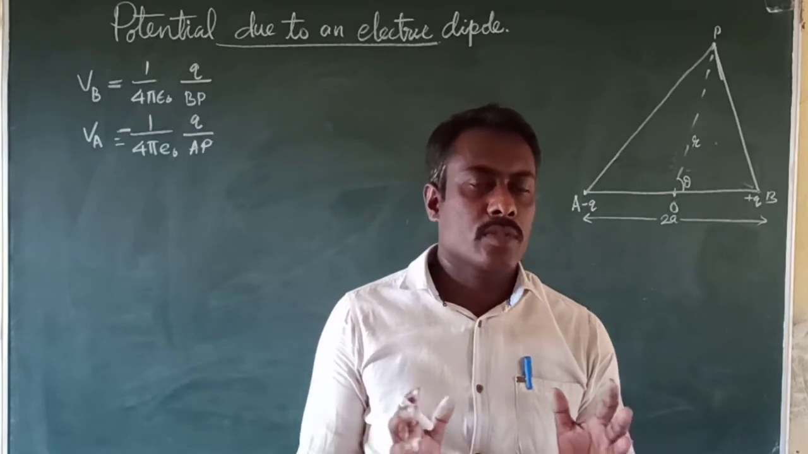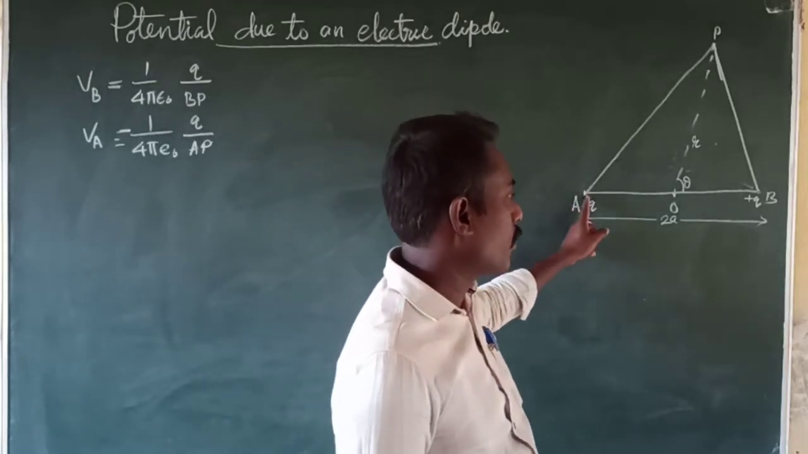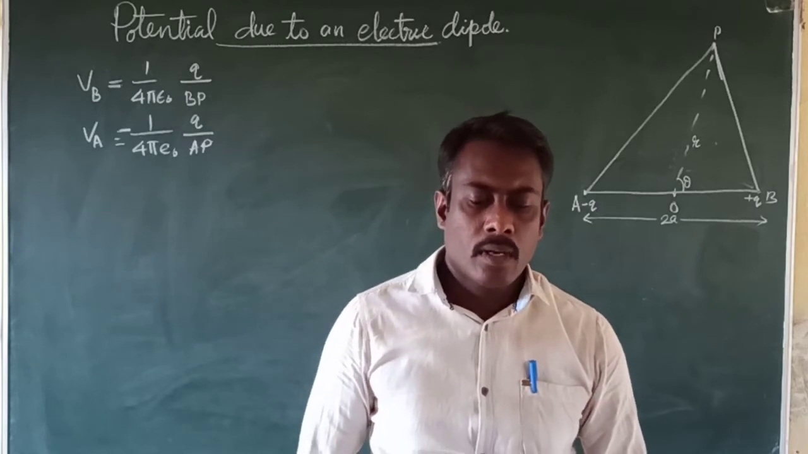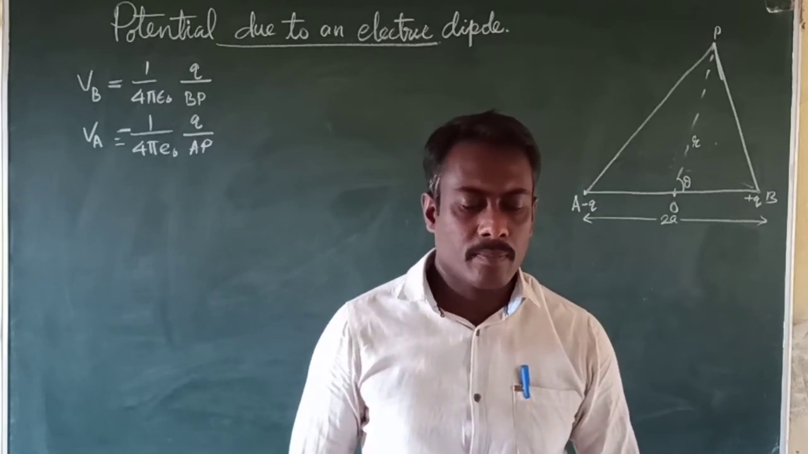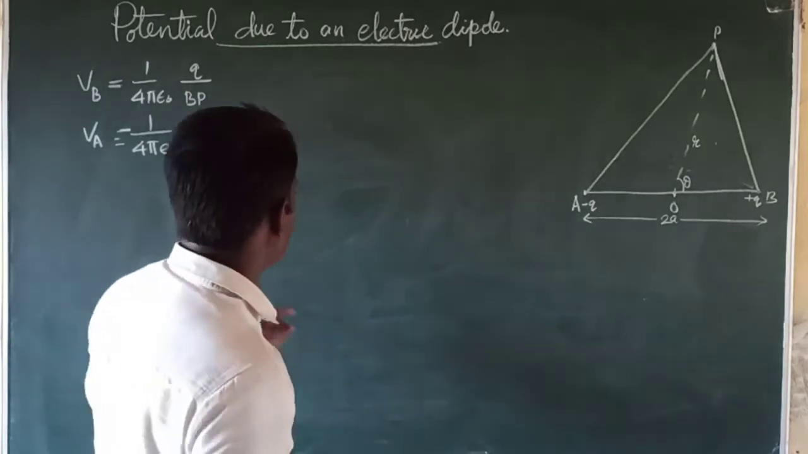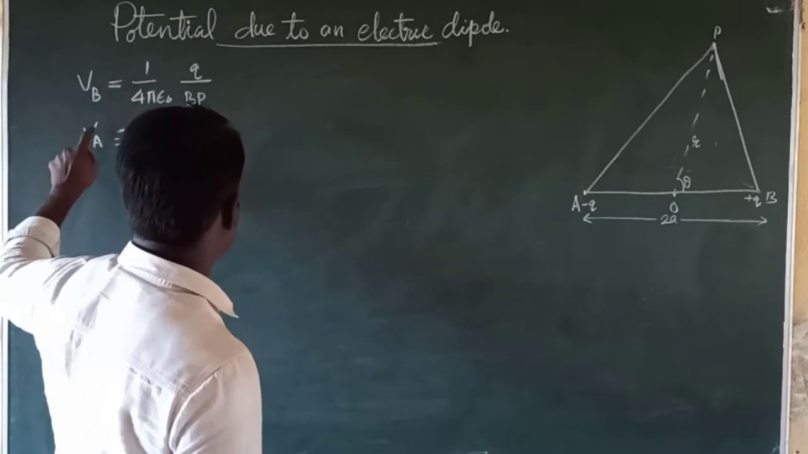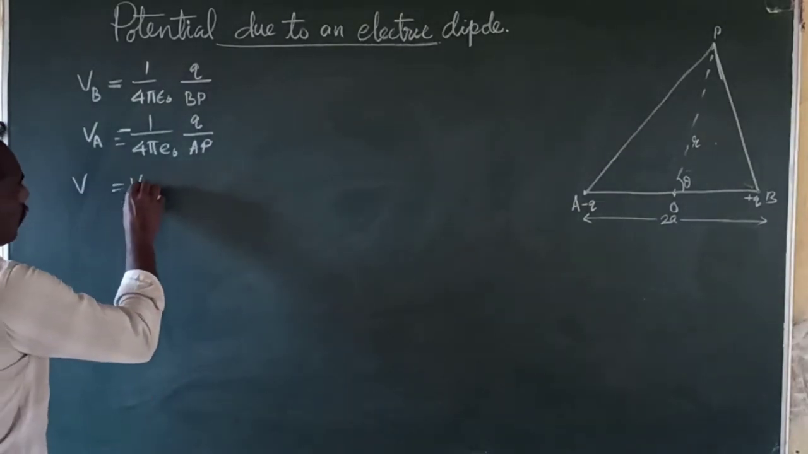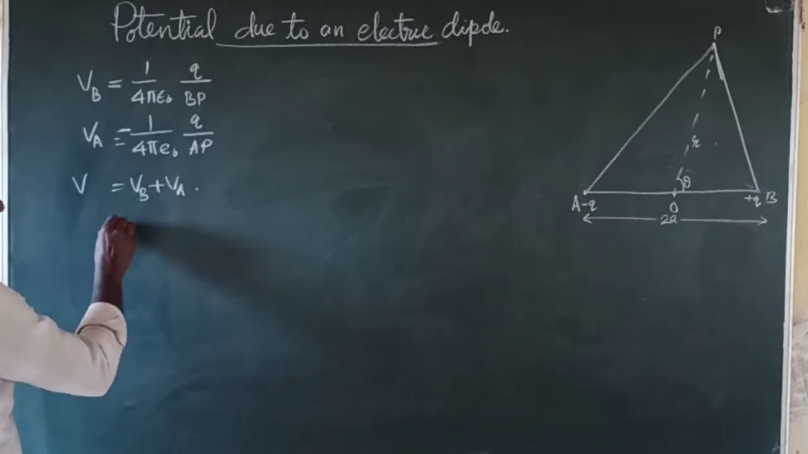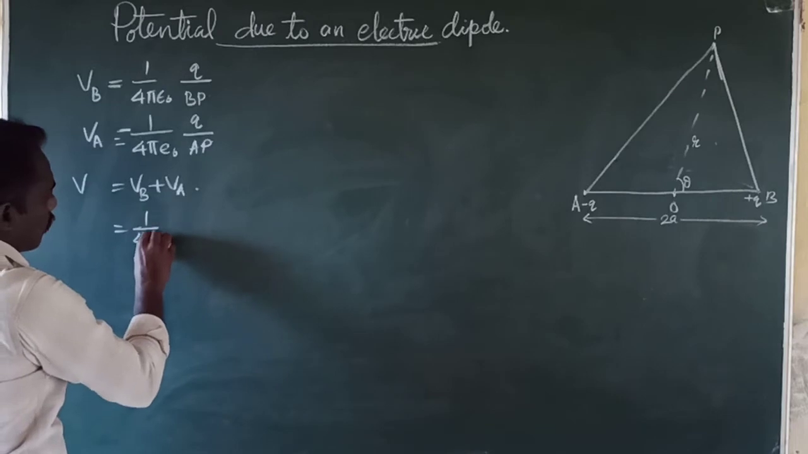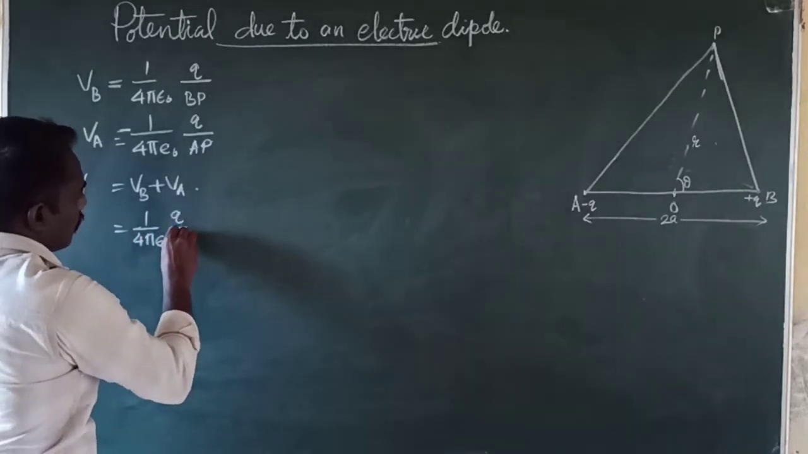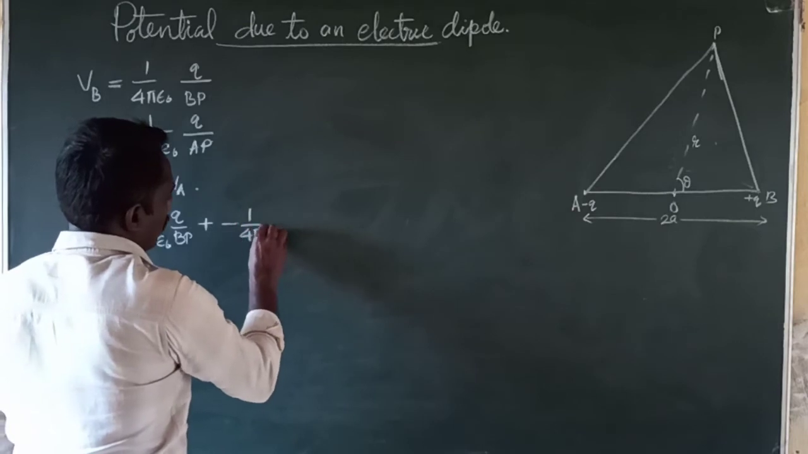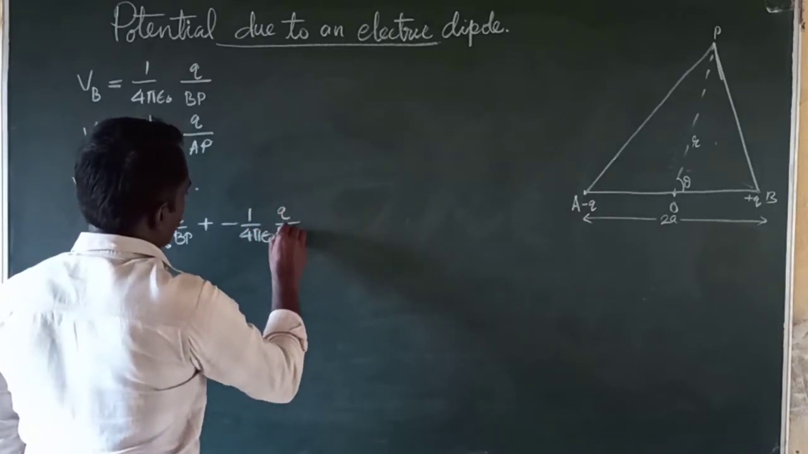Now we have got the electrostatic potential at the two points of the dipole, A and B. As per the principle of superposition, the net electrostatic potential will be the algebraic sum of the electrostatic potential at the point A and at the point B. Therefore the net potential can be written as V is equal to VB plus VA, that is 1 by 4 pi epsilon naught into Q divided by BP, plus minus of 1 by 4 pi epsilon naught into Q divided by AP.